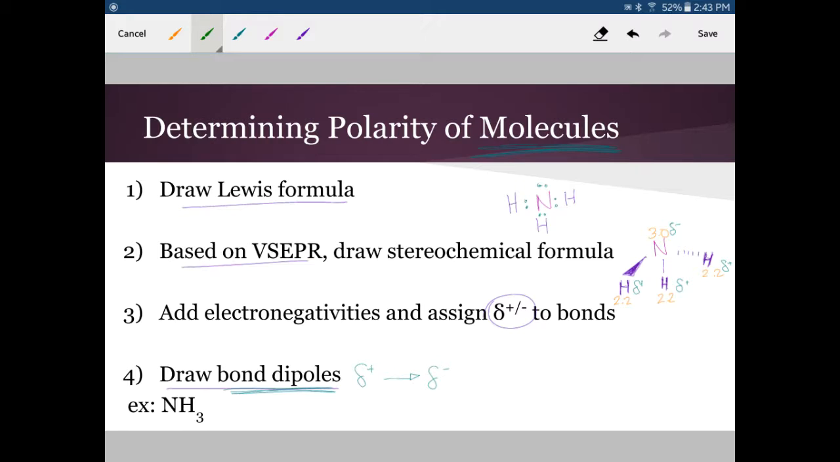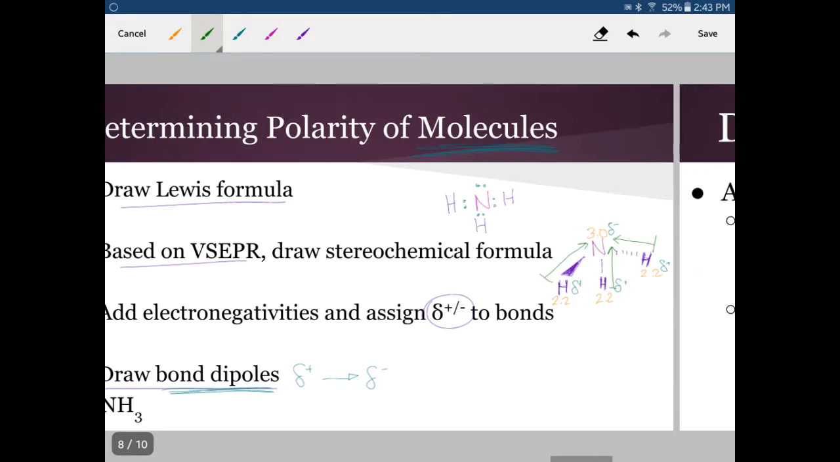If I was to draw relative dipoles on these bonds, I would say that I have a bond dipole going up towards my nitrogen from this hydrogen. Same with this, and with this hydrogen to my nitrogen. Now, we have to understand how to still determine our overall polarity for this molecule of ammonia.